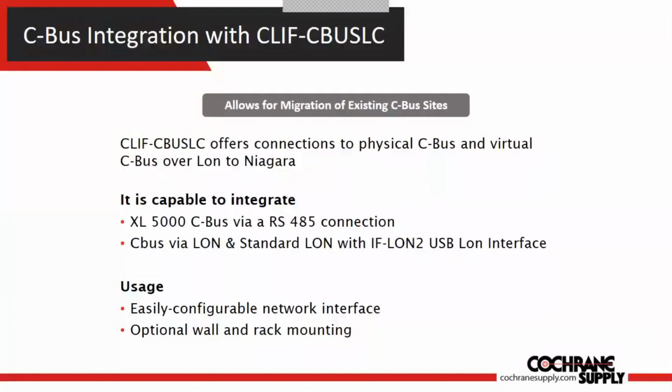So the XL5000 CBUS with a standard RS-45 serial connection is integratable through LAN using that IF LAN interface to allow you to, instead of rip and replace, utilize a given site's existing XL5000 infrastructure, and you can do the control upgrade without having to rip and replace.